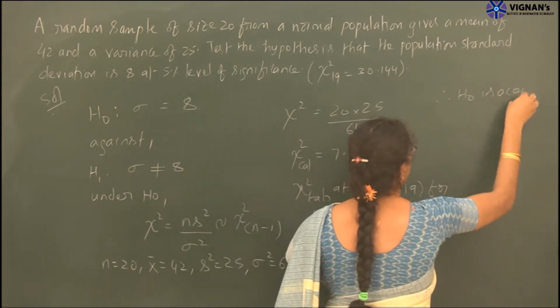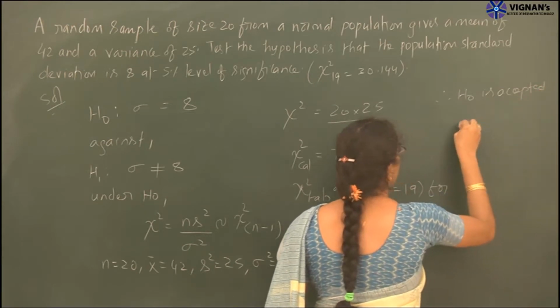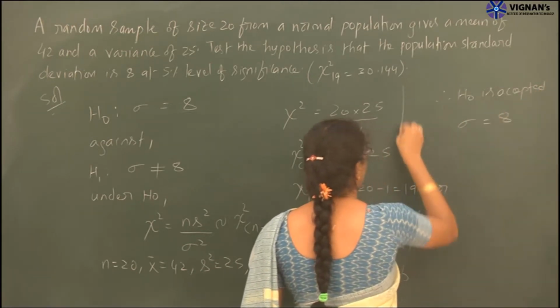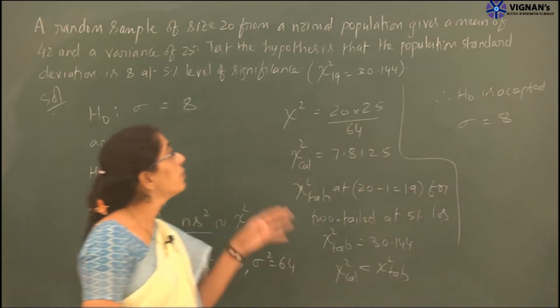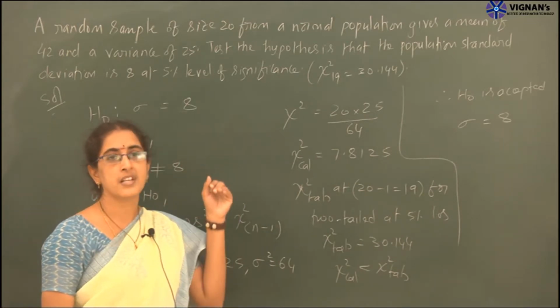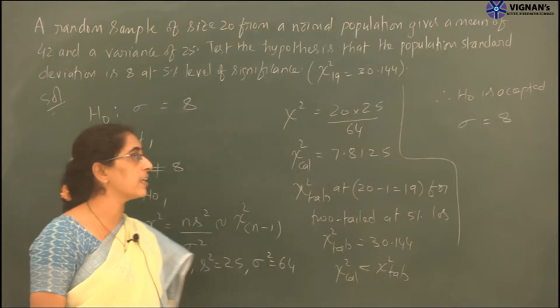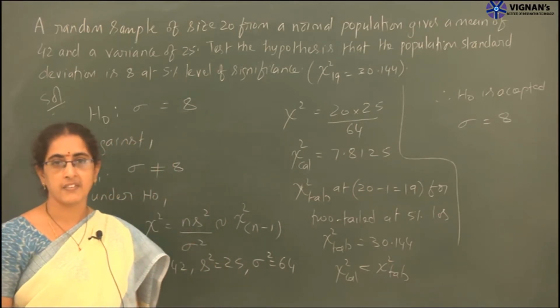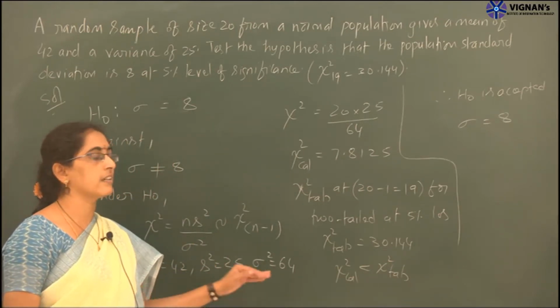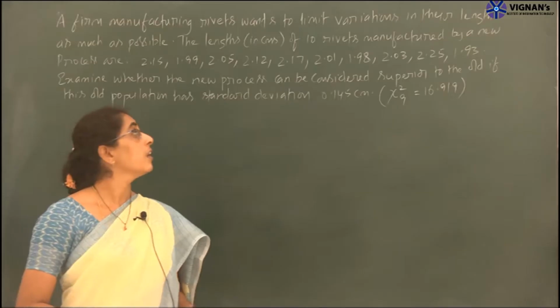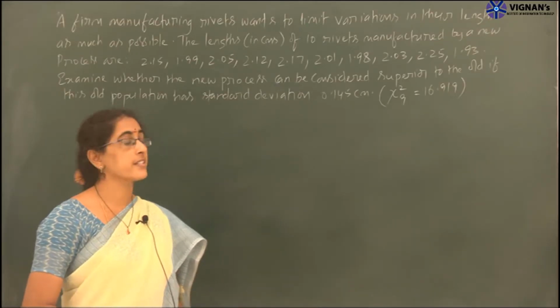H0 is accepted means here the population standard deviation is equal to 8. They asked you to test whether the population standard deviation is equal to 8 or not. So here H0 is accepted. That means the population standard deviation is 8. So that is the test for single variance. Now let us see one more problem on this.